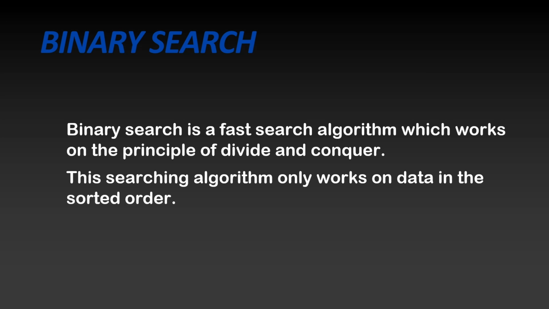Binary search is a fast search algorithm which works on the principle of divide and conquer. This searching algorithm only works on data in the sorted order. So for binary search, we need the array to be sorted. That is one requirement. And here we use the principle of divide and conquer in binary search.